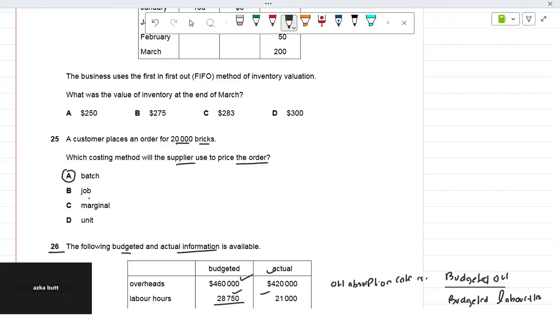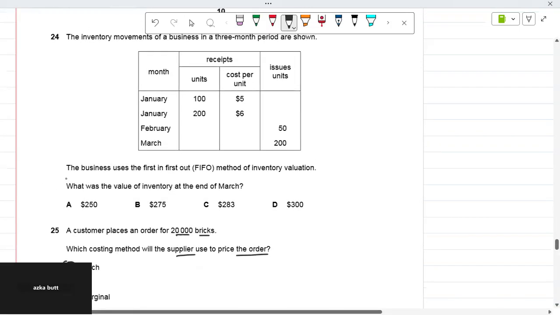Job costing is used when each order is unique, such as a custom project, which doesn't apply to standard production items like bricks. That's why this is not the right option. Marginal costing is concerned with the cost of producing one additional unit, not suitable for pricing an entire order. Unit costing refers to the cost per unit, which could be part of the pricing method, but it is not typically used as the primary method for bulk orders like this. So A option is the right option.